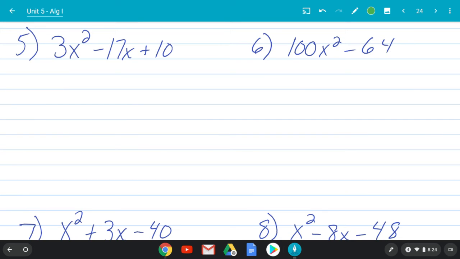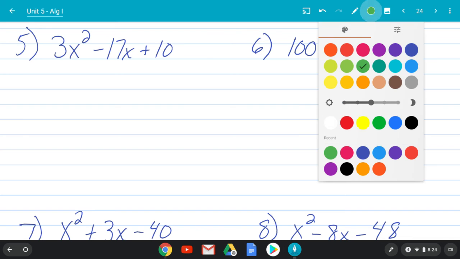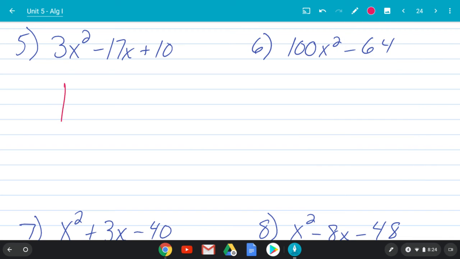Is there a GCF? No, 17 is prime. Is there a leading coefficient? Yes. So what do we do? Box method. So I draw my little box. First term in the upper left, 3x squared. Last term in the bottom right, 10. 3 times 10 is 30.